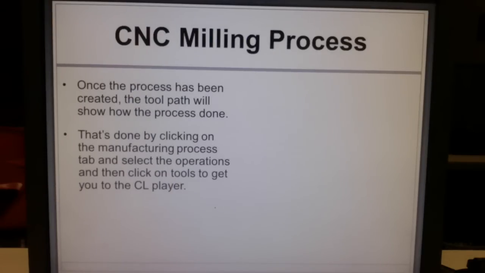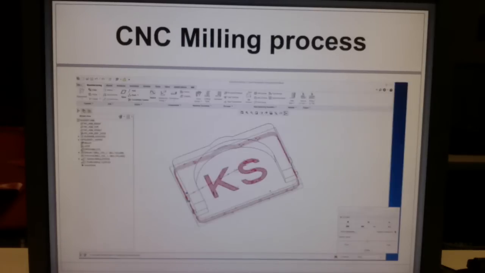Once the process has been created, the toolpath will show how the process is done. That's done by clicking on the manufacturing process tab and selecting the operations, then clicking on the tools to get you to the CL player. And here's our CNC milling program, I'm sorry. The K stands for the group members' name letters. Actually, the K stands for Khalid and S stands for Sultan. And this is the CL player to show you what we've done for the CNC milling process.